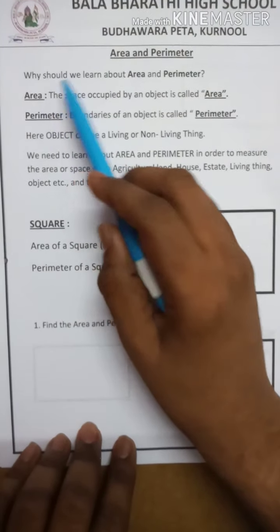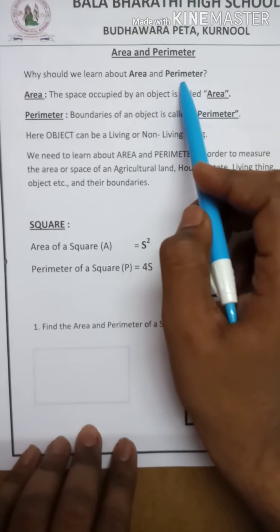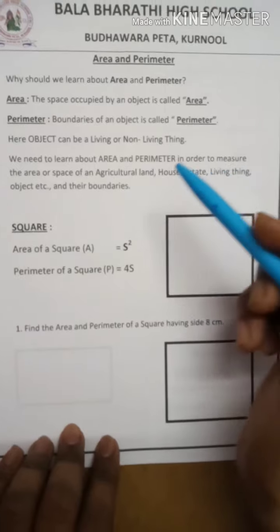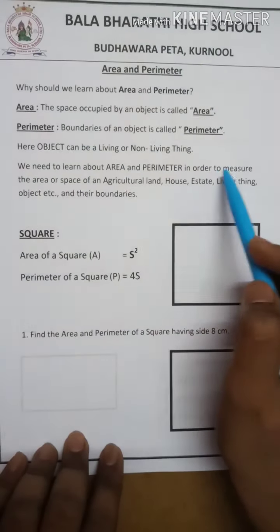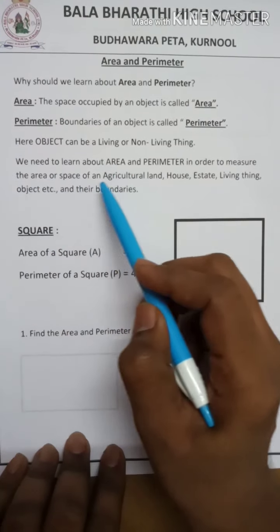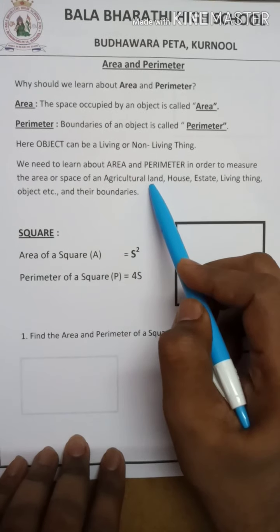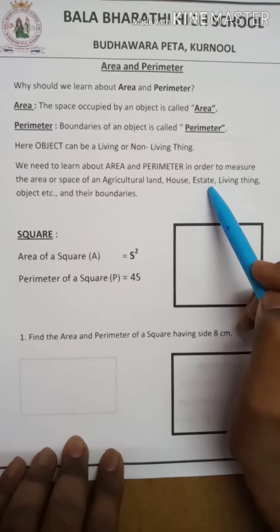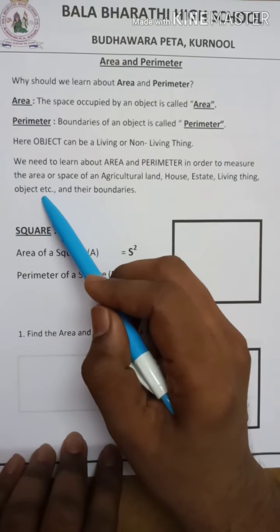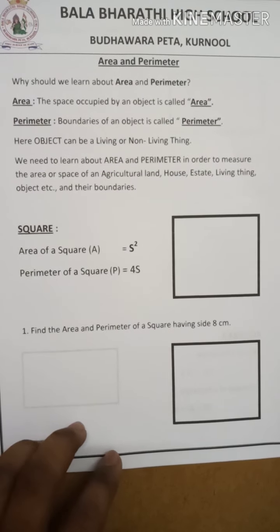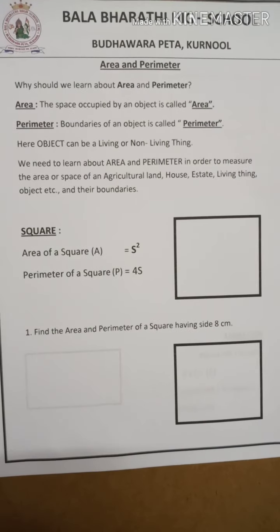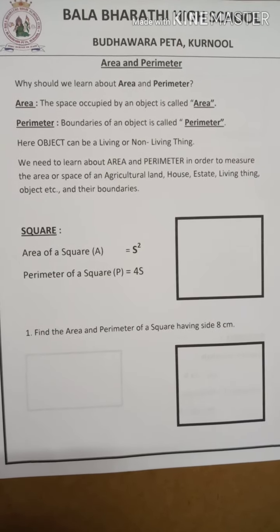Now why should we learn about area and perimeter? Well, the answer is simple. We need to learn about area and perimeter in order to measure the area or space of an agricultural land, house, estate, living thing, object, etc., and their boundaries. So let me take one example and explain to you in detail about area and perimeter.